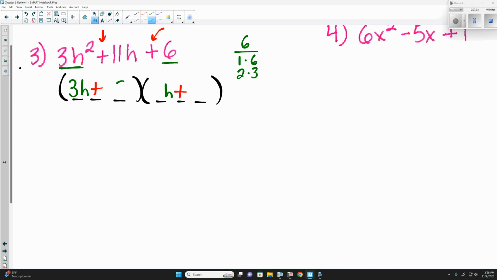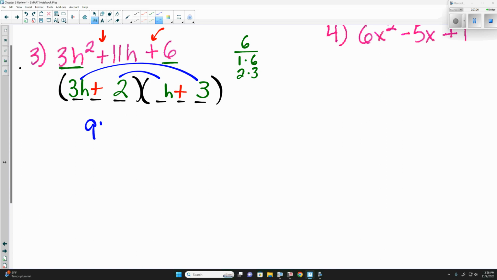Now, I can't put the 3 with the 3h because that would give us a greatest common factor of 3. And if there's not a greatest common factor to begin with, there can't be one in either set of parentheses. So the only way we can use 2 and 3 is if the 3 and the 2 are not next to each other. Now at this point here, we can check our terms.